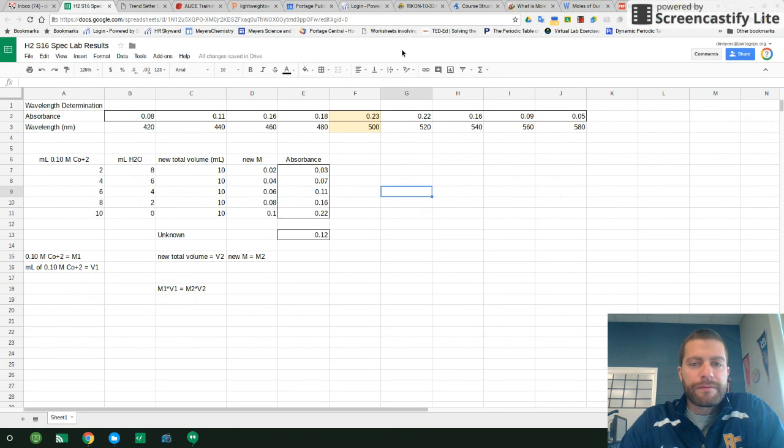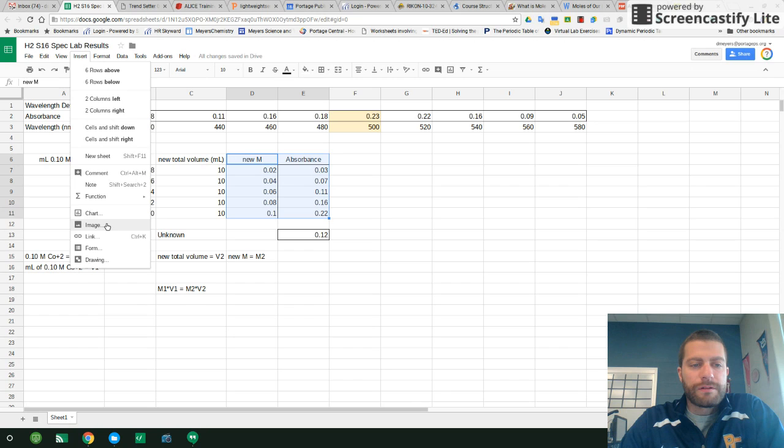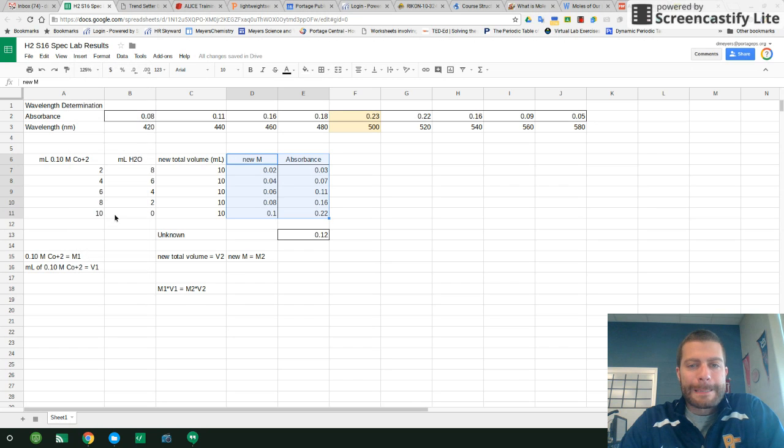Now for the graph, in order to find the concentration of the unknown, we need to set up a line graph where our molarity is on the x-axis and absorbance is on the y-axis. So I'm going to select this data set, and I'm going to go to either the insert chart icon or insert chart. Takes a moment.